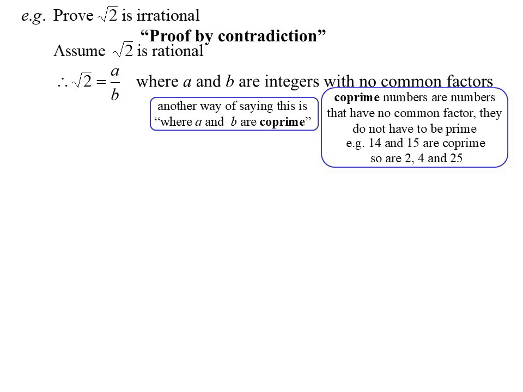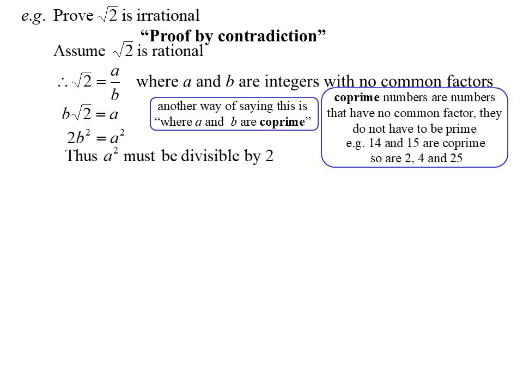Okay, back to our proof. If the square root of 2 is a on b, then I can play around with that and say, well, b times the square root of 2 must be equal to a. Reasonable? Square both sides. 2b squared must be equal to a squared. Okay, but hang on a sec. Remember, we said a and b were integers. So 2b squared must be divisible by 2, because it's 2 times b squared. In other words, a squared is divisible by 2.